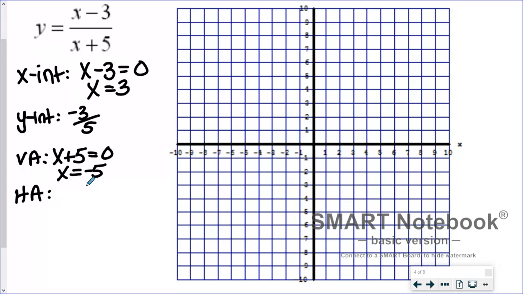Horizontal asymptotes. All right, we compare the degrees of the numerator and denominator. They're both 1. All right, so we take the ratio of the leading coefficients. So in this case, just y is equal to 1. All right, there's going to be no holes because there's nothing that canceled in the top and in the bottom. All right, so now we're just going to want to get some extra points.